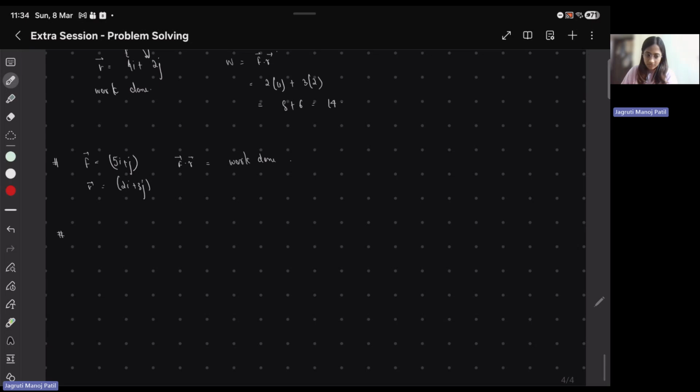Another term, let's try that. If you have i plus 2j times you have 3i plus 4j plus you have something as 6k. Okay, what do you do now here? Now for k, you don't have anything in this case. So you write it as 0k. So it would be just 3 times 1, 2 times 4 plus 6 times 0. So that is nothing but 3 plus 8 is 11.